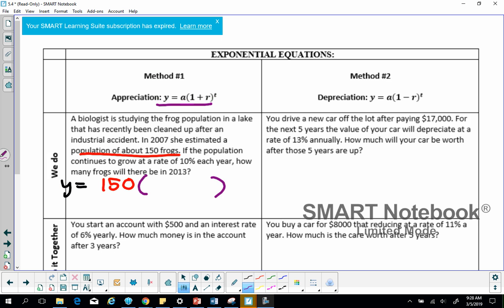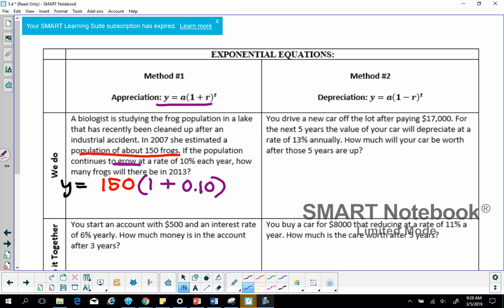Then, since the population is growing, would I add or subtract from 1? Good, so I know it's 1 plus, and 10%, what would I put right there? What is 10% as a decimal? 0.10. And for this, you don't need to simplify it. You'll be able to put this right into your calculator.